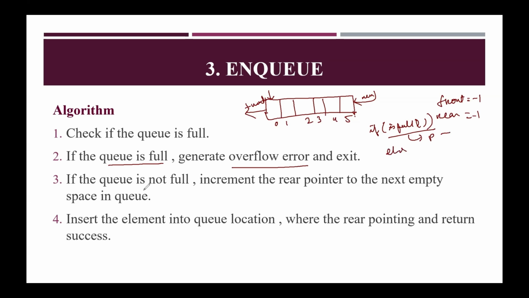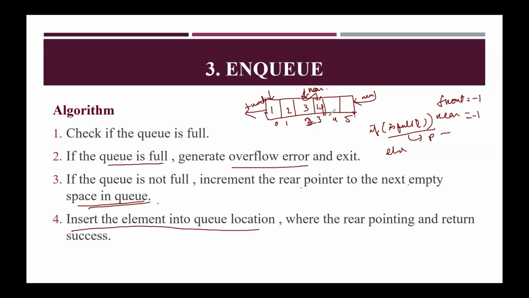Else, if the queue is not full, for example in this condition, right now the rear points to this node, say index 2. Then increment the rear pointer to the next empty space. For example, 1, 2, 3 data is already there, so we have to point to the next index, the next empty space in the queue. The space should be present. Once it is present, insert the element into the queue location. For example, I want to insert 4. Then I insert the 4 into the queue location where the rear points.